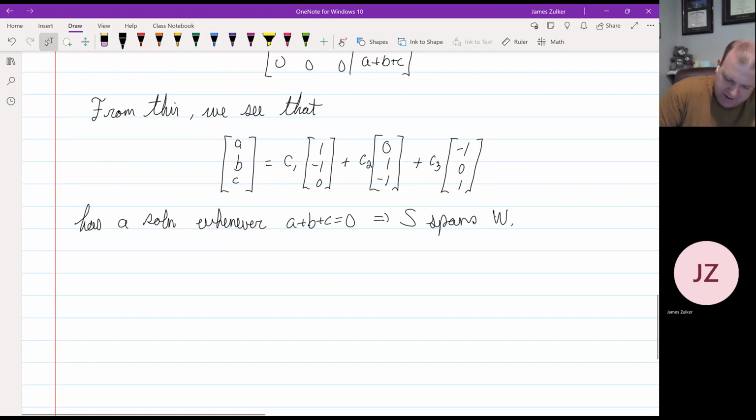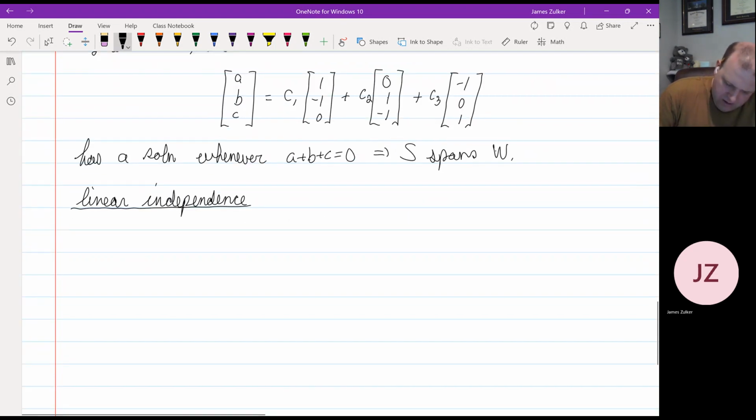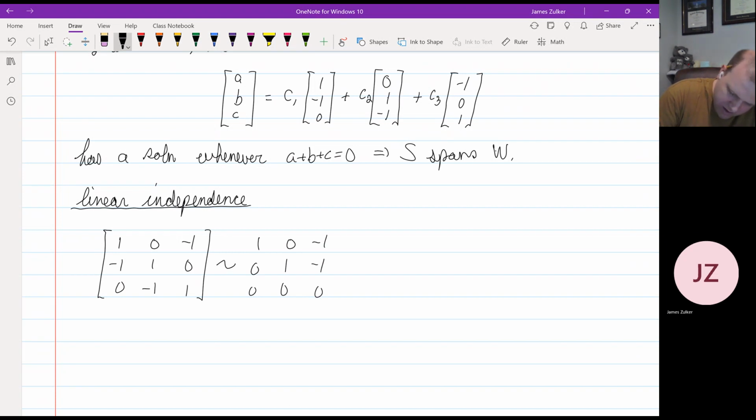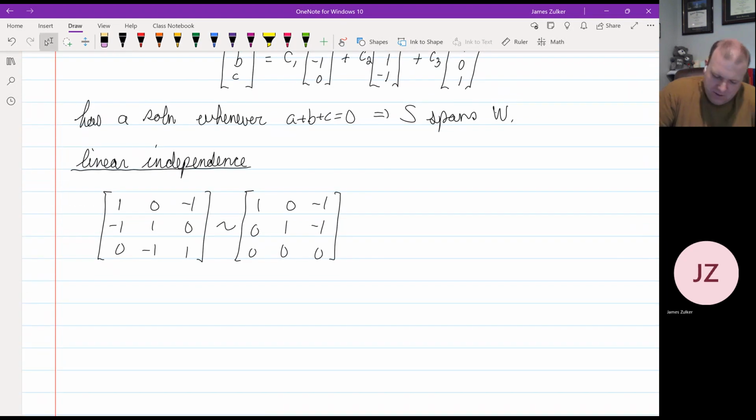Now we check for linear independence. Let's make that look more like a linear system. There we go. We RREF this. We already saw that from above. This is what we get. So what we do is we eliminate one vector.